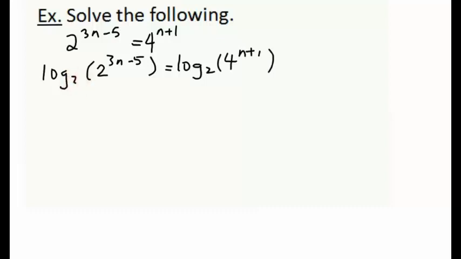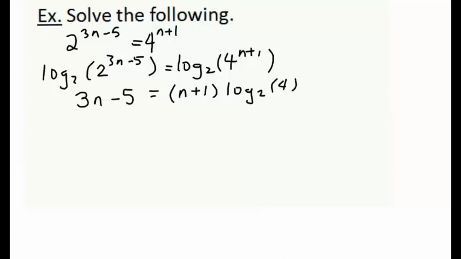Since the base of my logarithm and the base of my exponential expression on the left-hand side are the same, I'm going to be left with 3n minus 5. The same thing does not happen on the right-hand side because the base of my log is 2 and the base of my exponential expression is 4. Now, that said, I can still use the power property of the logarithm here. I can take the n plus 1, which is the power, and bring it down out front and treat it like a multiplication. So on the right-hand side, we're going to get something that looks like this.